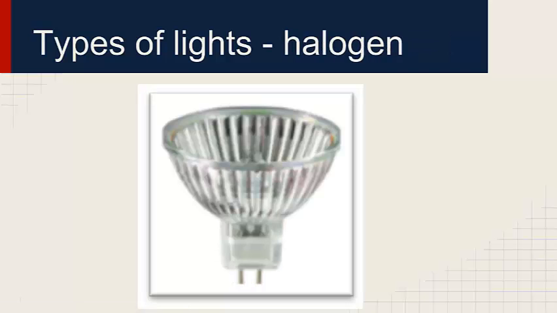Halogen lights are brighter than incandescent lights, and they allow more illumination with a lower wattage, and therefore they're more energy efficient. And you'll find some patients are very conscious of being energy efficient. One of the big issues with these is that they do get hot, and this can be a particular hazard for patients with vision impairment.